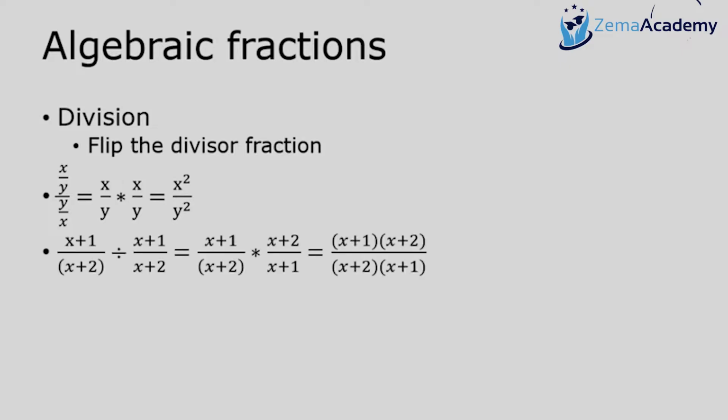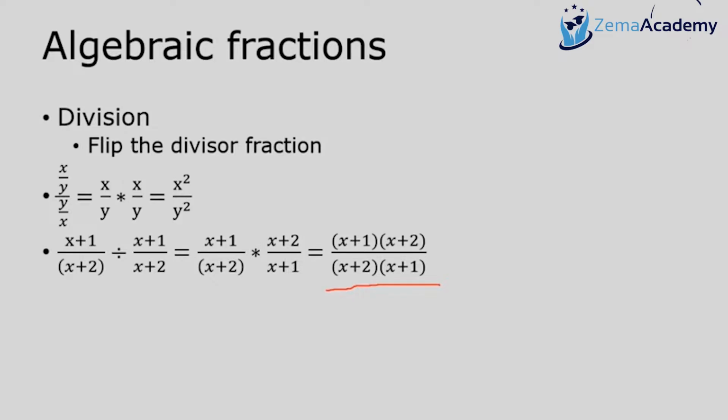Slightly more complicated one. x plus 1 over x plus 2 divided by x plus 1 over x plus 2. That second fraction, I'm going to flip it, and we're going to change the sum to a multiply. So this becomes x plus 1 over x plus 2 multiplied by x plus 2 over x plus 1. And that gives us this final result here. x plus 1, x plus 2 over x plus 2, x plus 1.